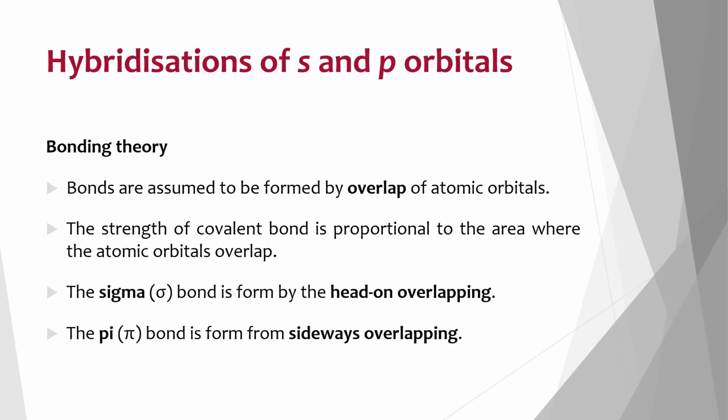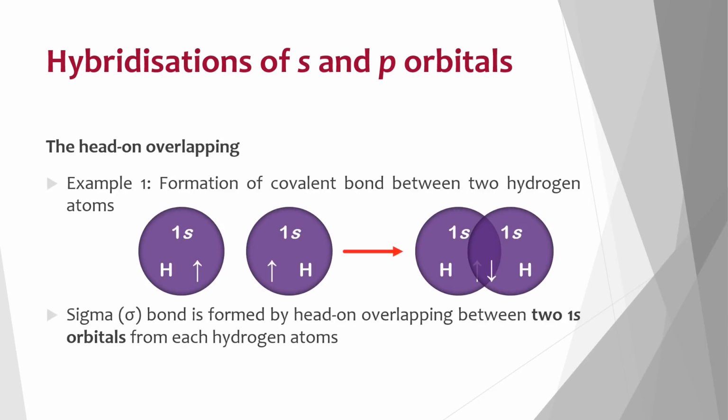The strength of a covalent bond is proportional to the area where the atomic orbitals overlap. The sigma bond is formed by the head-on overlapping, while the pi bond is formed from sideways overlapping. Please take note that the sigma bond is a single bond, while the pi bond is the double bond. So what does it mean by the head-on overlapping of orbitals to form a bond?